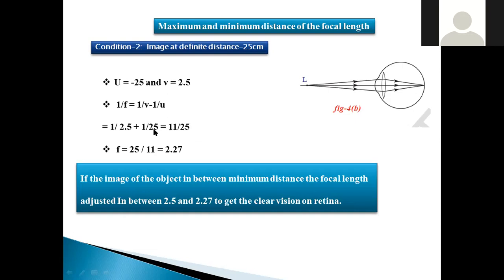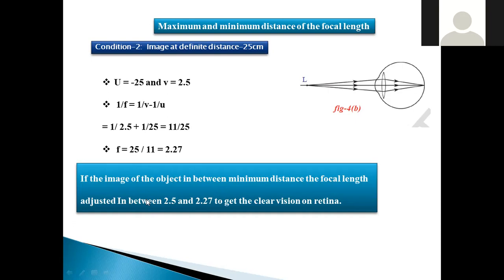Okay, 11 by 25. Now let us take F, the focal length minimum. This is known as focal length minimum, and it is given as 25 by 11. It is calculated as 2.27. So F, focal length minimum, is taken as 2.27.